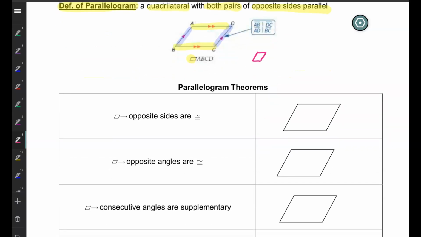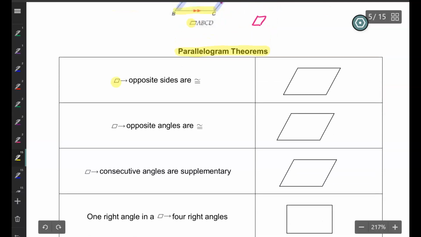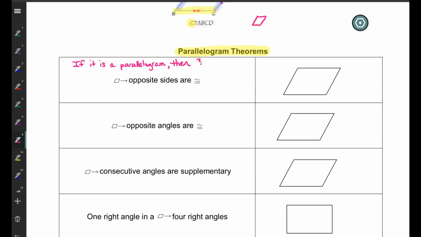Now, we have a number of different theorems on parallelograms, and you'll notice they all have this little parallelogram symbol in front, and then an arrow. This just means it's an if-then statement. So basically we're saying if it is a parallelogram, then what is true? Or you can think of it as the arrow being read as implies.